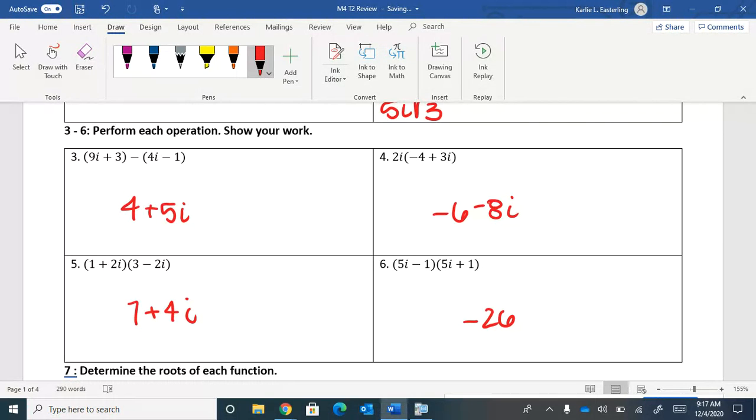So the really important thing is that if you were doing these by hand, that i squared equals negative 1. And then as we went over earlier, the square root of negative 1 equals i. So you're going to interchange those.